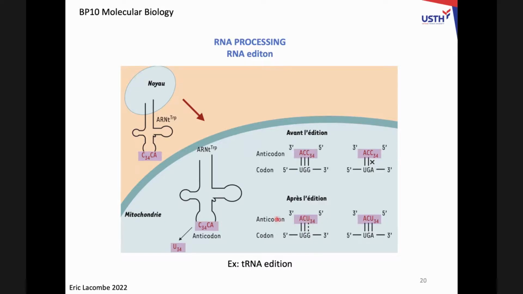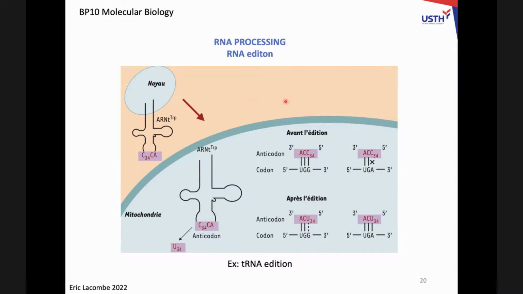And then it means that this original tRNA that normally carries a tryptophan, you understand that? During translation, it will add a tryptophan for a different codon. You understand? So this is one aspect of RNA editing.